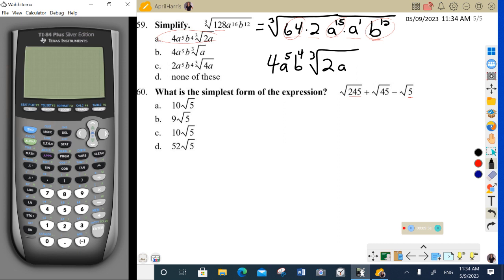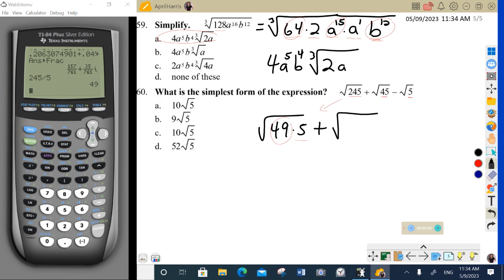If I can get the calculator to turn on. 245 divided by 5. We get 49. So I'm going to rewrite that as 49 times 5. 49 is a perfect square, 5 is not. All right, what if I take 45 and divide it by 5? I get 9. That's a perfect square. 5 is not. And we have minus 1 radical 5 down here.